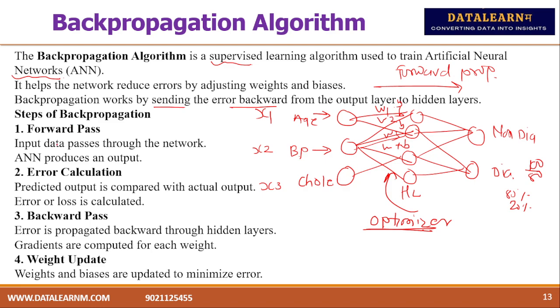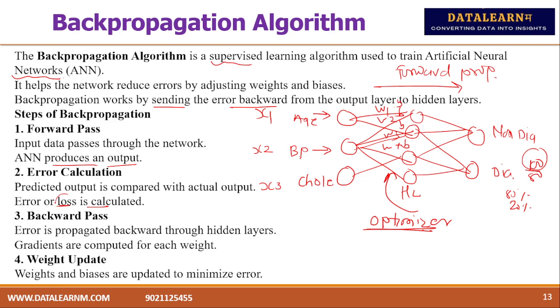So in the forward pass, input data passes through the network and the ANN produces output. After that, error calculation is there, which compares the predicted output with the actual output, right? Out of 100, suppose diabetic as diabetic, non-diabetic as non-diabetic, how many values are there? Same concept, correct? Whatever values are misclassified. Actually it was non-diabetic, but the model has predicted diabetic. Actually it was diabetic, the model has predicted non-diabetic, this way, right? So error or loss is calculated.